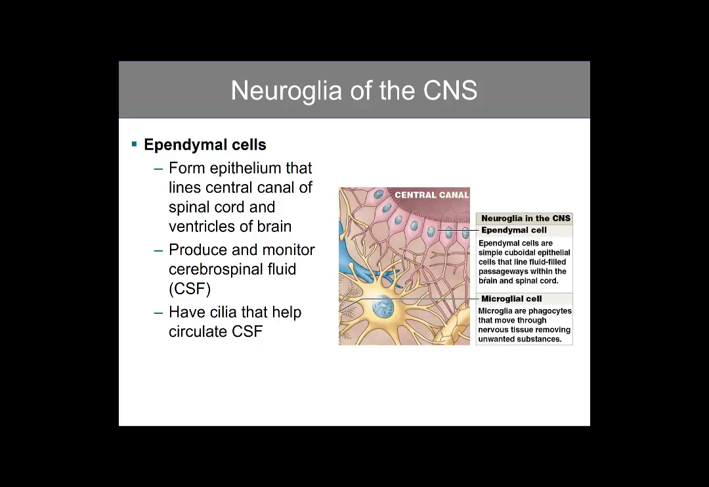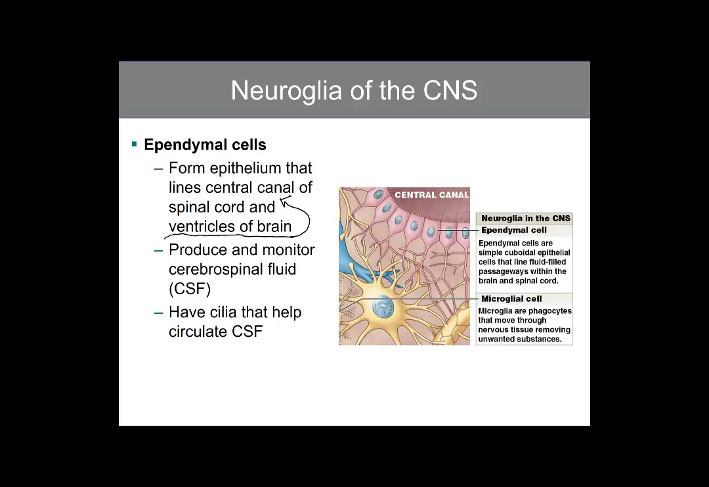Ependymal cells form an epithelium that lines the central canals of the spinal cord and the ventricles of the brain. In lab, we'll talk more about the ventricles of the brain, but these are large bodies of fluid, large pockets of fluid within the brain. And the ventricles of the brain are actually continuous with this central canal of the spinal cord. And all of these structures are lined with these ependymal cells.